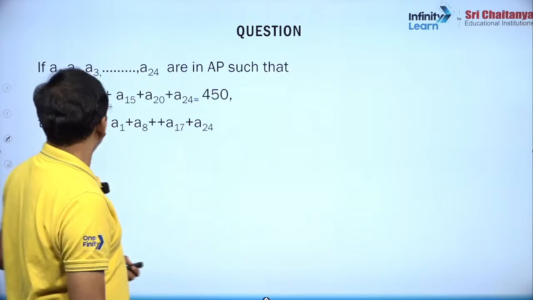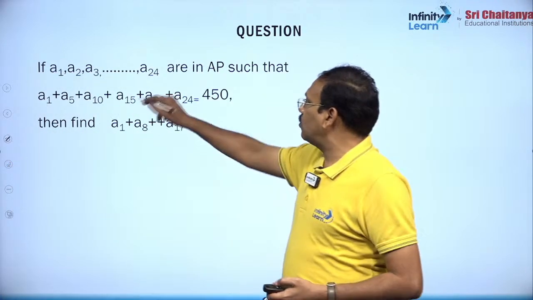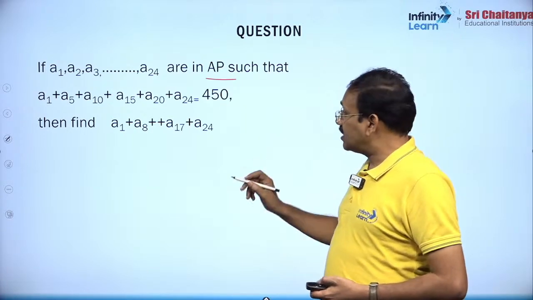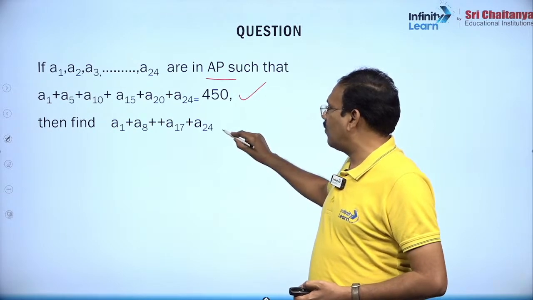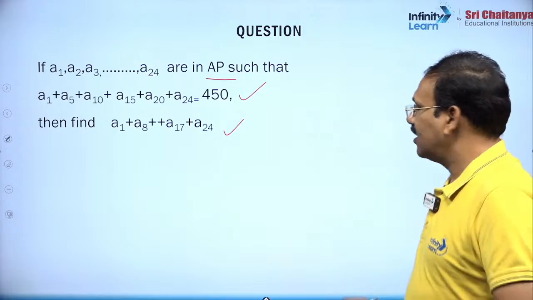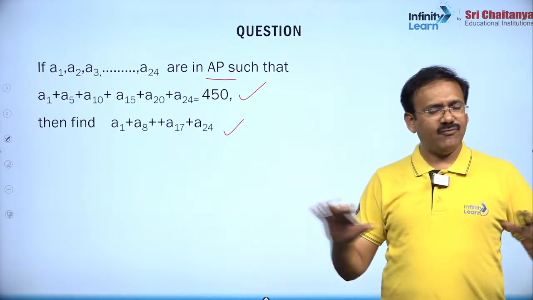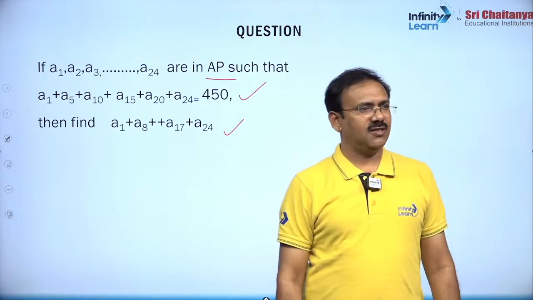Fine, good. Chalo, next, my dear friends, this is a question given here: A1 to A24 are in AP, such that A1 plus A5 plus A10 plus A15 plus A20 plus A24 is 450, and I want this sum. Can anyone try, dear students? It is very simple. Without any steps I can give the answer, almost no steps, we can answer this question, right?